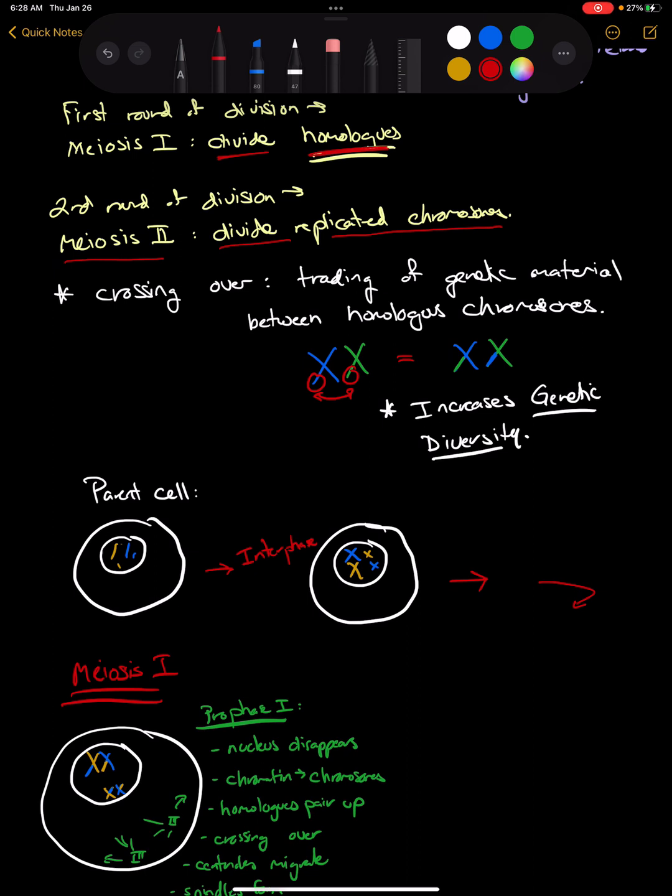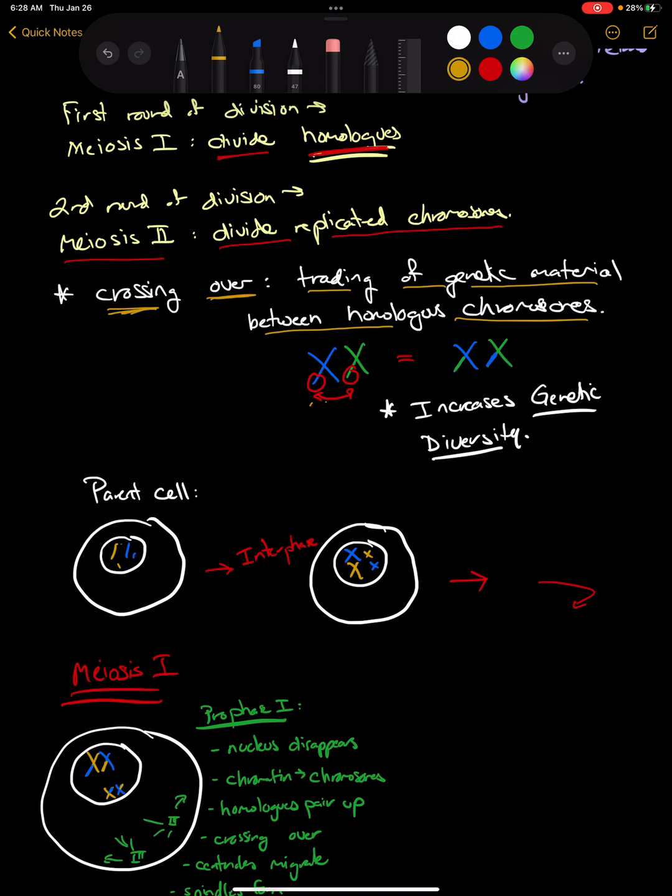Now, one process that we're going to see during meiosis is something called crossing over. Crossing over, by definition, is the trading of genetic material between homologous chromosomes. So look right here. I have a blue X and a green X, and they each code for the same information. I just used different colors so you could see it a little easier.